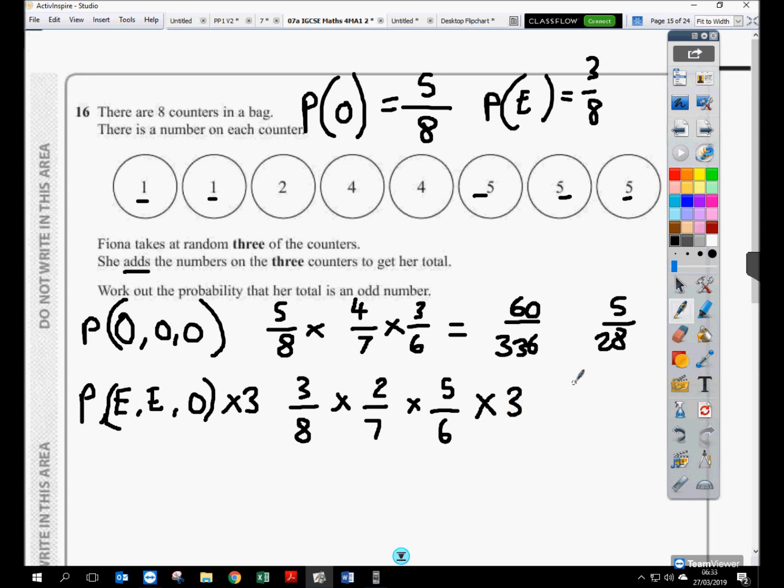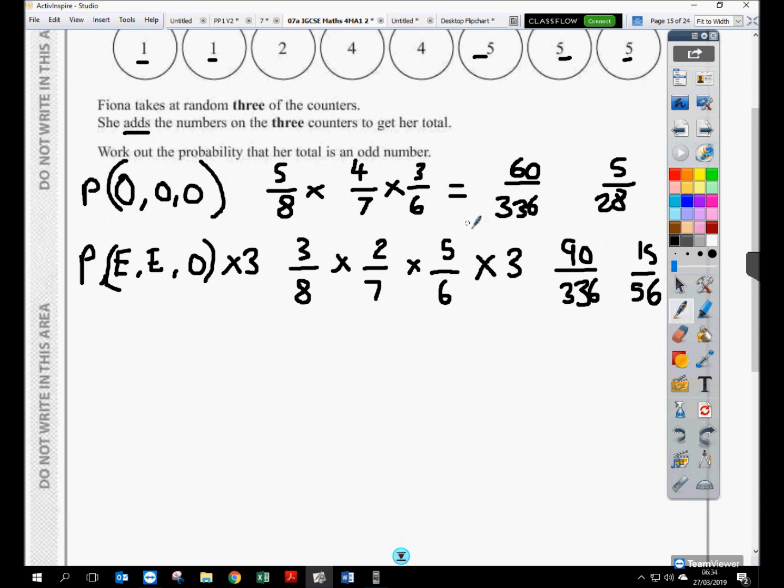When you times it by 3, you end up with 90 over 336, or 15 over 56. Okay, depending on if you've used your calculator or not. And then what you do is you add the fractions together, 5 over 28 and 15 over 56, to give the final answer of 25 over 56.